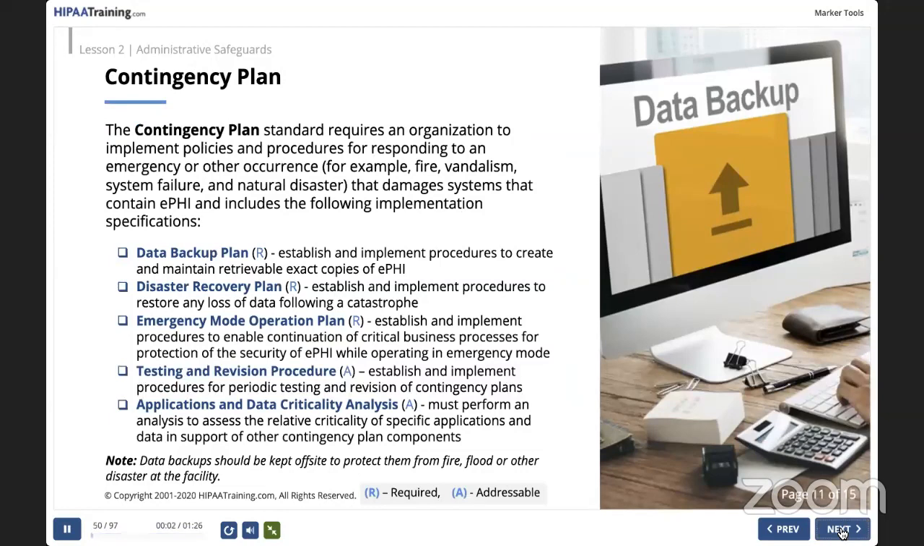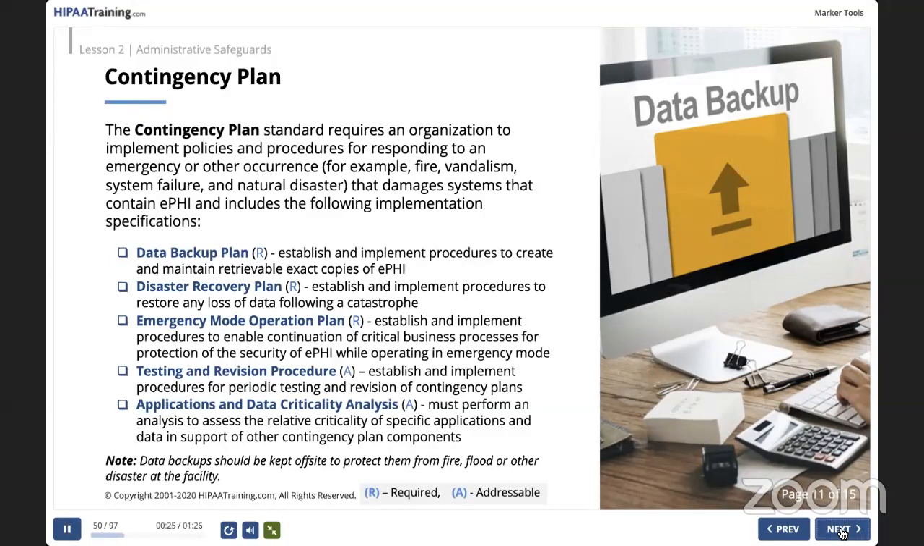Contingency Plan. The Contingency Plan standard requires an organization to implement policies and procedures for responding to an emergency or other occurrence. For example, fire, vandalism, system failure, and natural disaster that damages systems that contain EPHI and includes the following implementation specifications.